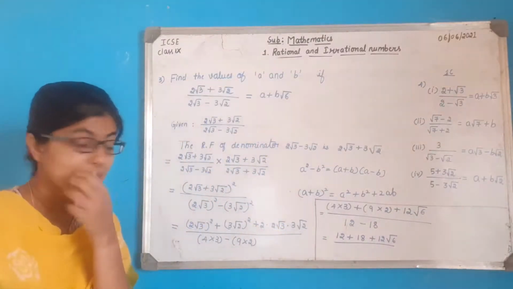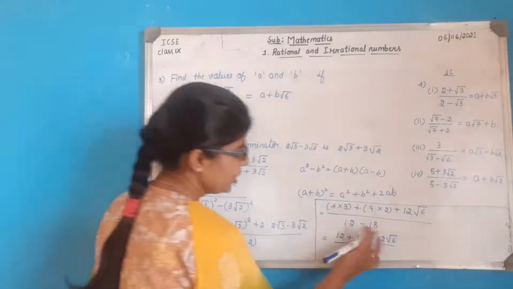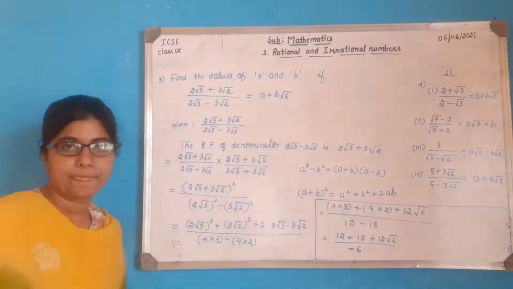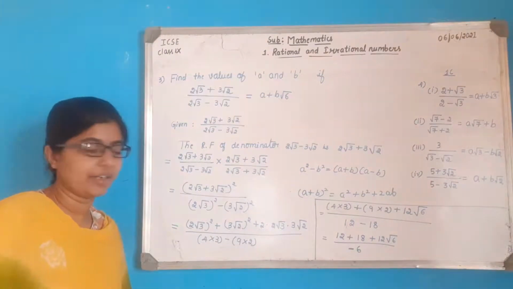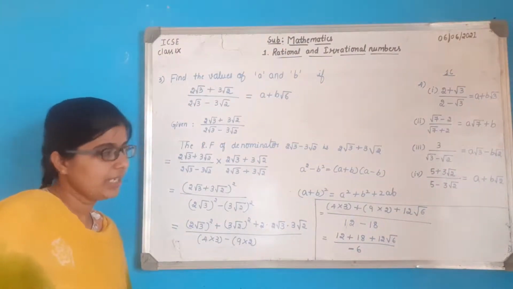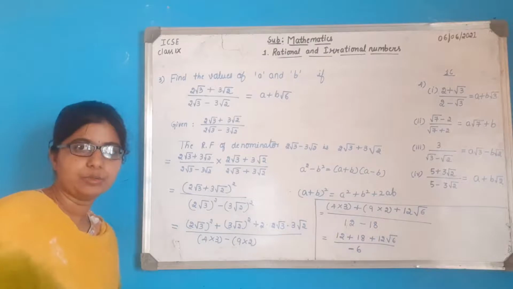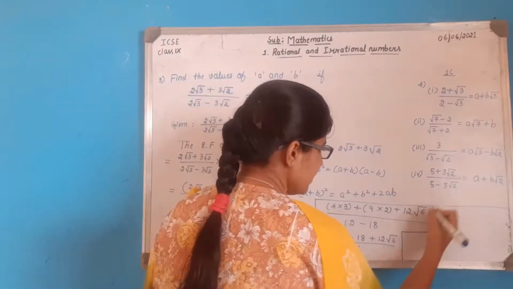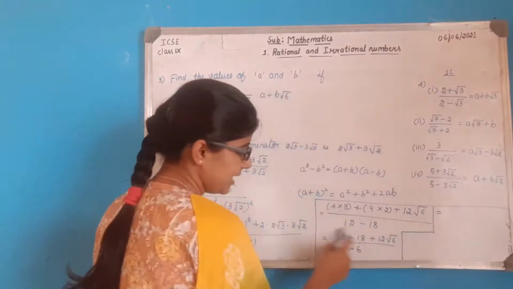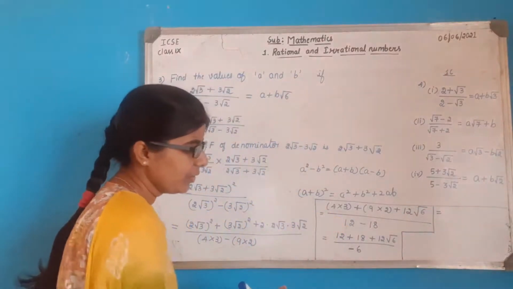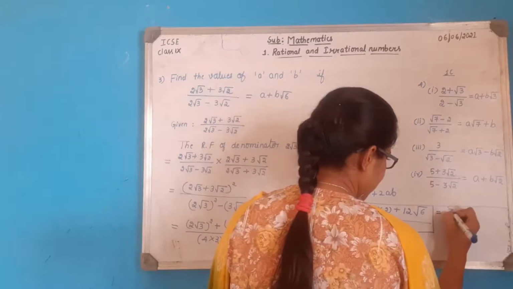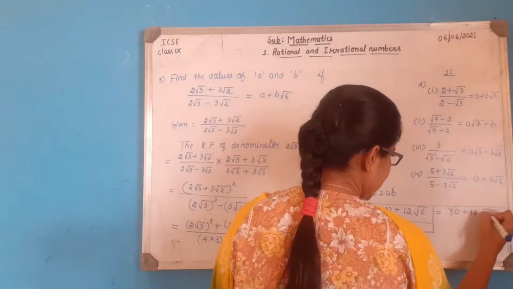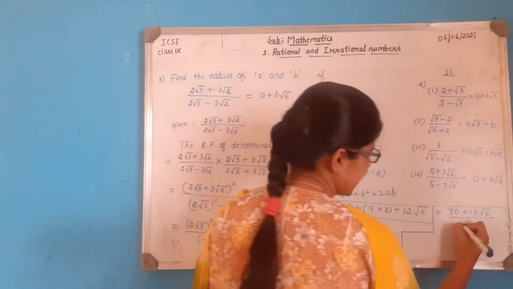12 minus 18: 18 minus 12 is 6. The bigger number's sign is minus here, so minus 6 in the denominator. Now the next step after this is to add the numerator, 12 plus 18, so that you will get 30 plus 12 root 6 divided by minus 6.